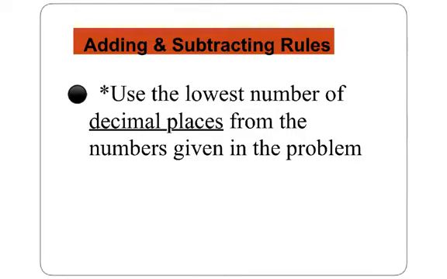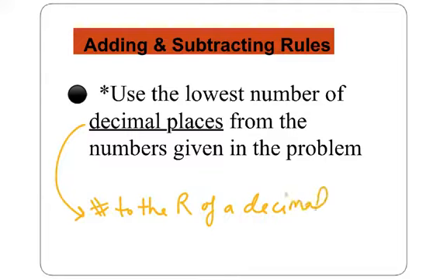We only get to use the lowest number of decimal places from the given numbers in the problem. A decimal place, just to remind you, are the numbers to the right of a decimal. For instance, an example of 2 decimal places would be something like 1.47. There are 2 numbers to the right of a decimal. So when we're adding and subtracting, we're limited to the lowest number of decimal places given. I'm going to take us through an example so you can see what this looks like.